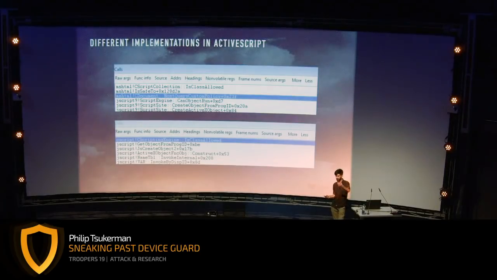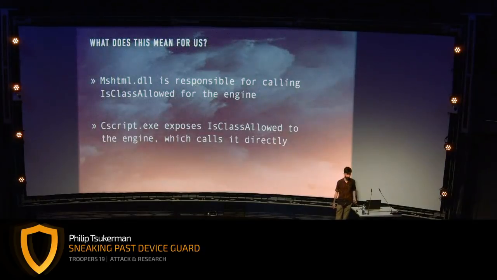And it subsequently, after another call, calls our isClassAllowed method, which is not exactly the case with the bottom picture. Here we have jscript.dll running under cscript. And we see that we have this function called getObjectFromProgID. And it directly calls isClassAllowed on cscript. So this means we have 2 different approaches.